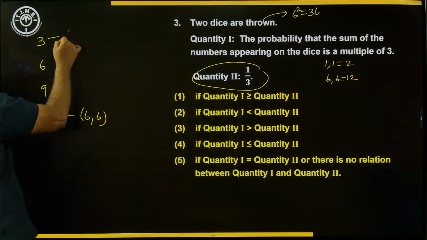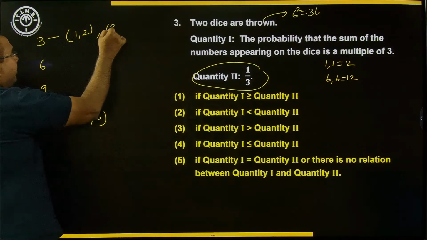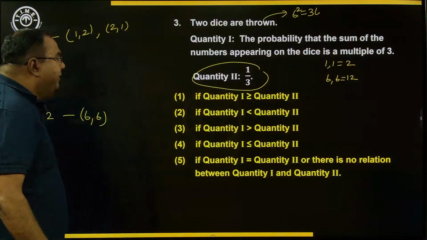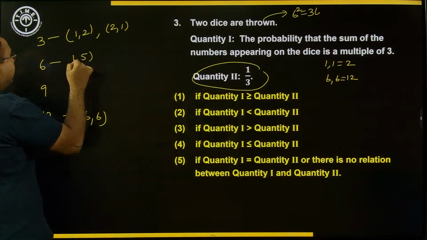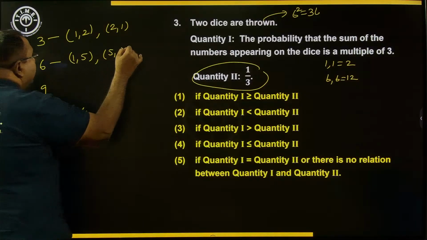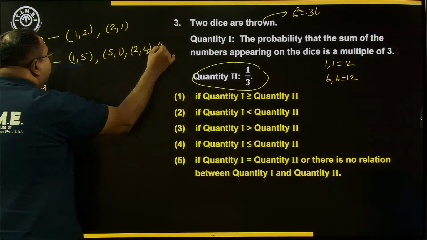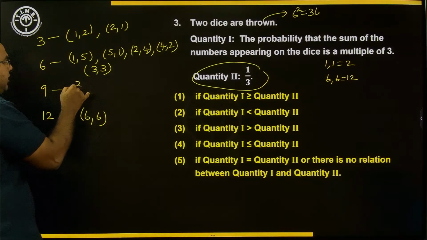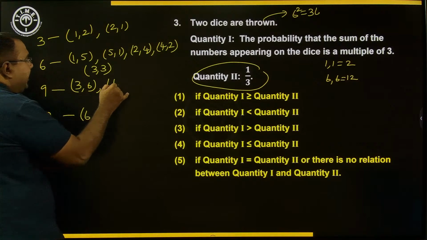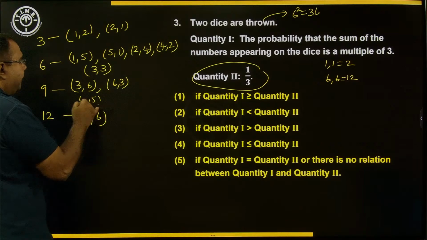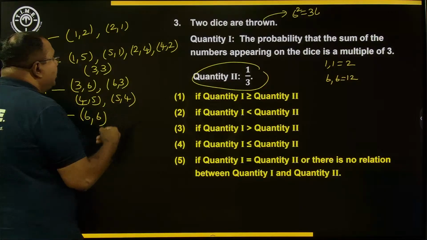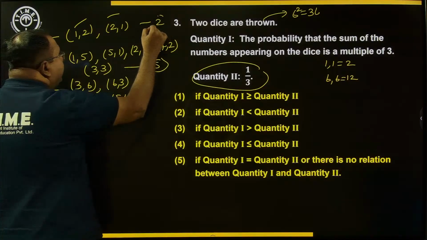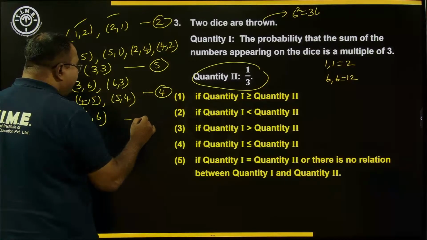For 3, it has to be 1, 2 or 2, 1. First die 1, second die 2, or first die 2, second die 1. Now for 6: 1, 5, 5, 1. It can be 2, 4, 4, 2. One more case, 3, 3. What about 9? 3, 6, 6, 3. Then 4, 5, 5, 4. So in total: 2 cases here, 5 here, 2 makes 7, plus 4 makes 11, plus 1 makes 12.